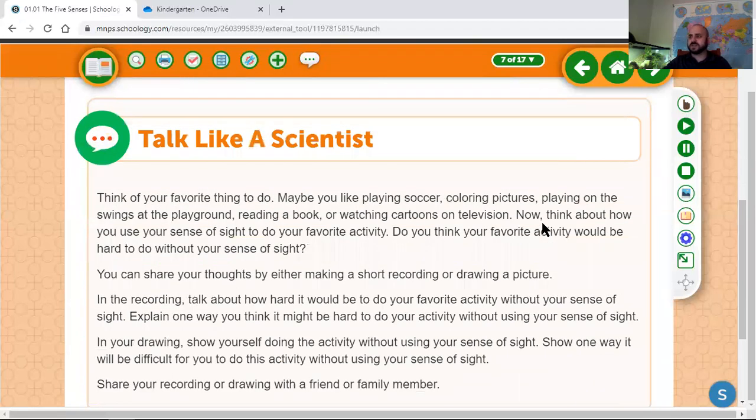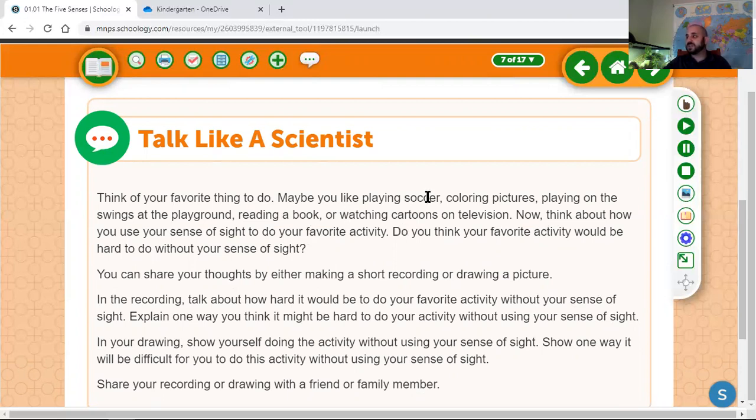Talk like a scientist. Think of your favorite thing to do. Maybe you like playing soccer, coloring pictures, playing on swings at the playground, reading a book, or watching cartoons on television. Now, think about how you use your sense of sight to do your favorite activity. Do you think it would be hard to do without your sense of sight?